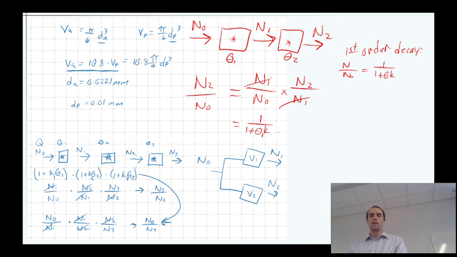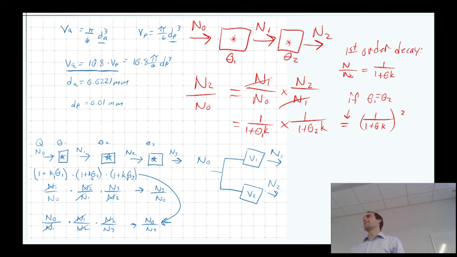Theta 1 times k, multiplied by 1 over 1 plus theta 2 times k. So that would be our equation there. Now, if these reactors are the same, theta 1 is equal to theta 2, then this is equal to simply 1 over (1 plus theta k) squared. Okay, so you can see how we can pretty easily end up with n reactors.